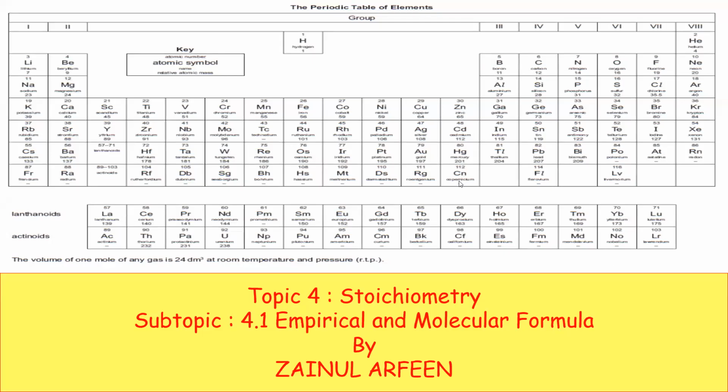So we'll start topic 4 today. Topic 4 is about stoichiometry. Stoichiometry, in this topic, it's all about calculation. In this chapter, you will learn the calculation part related to chemistry. So the first topic is empirical and molecular formula.